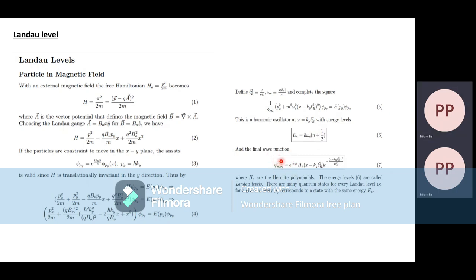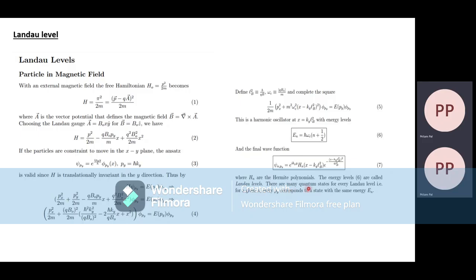So the final wave function becomes, n is the index. So psi n, Py will become e to the power i ky y times this. This is Hermite polynomials. You can also search this on the internet. Here Hn is the Hermite polynomial of nth order. The energy levels, whichever equation 6 suggests, are called the Landau levels.